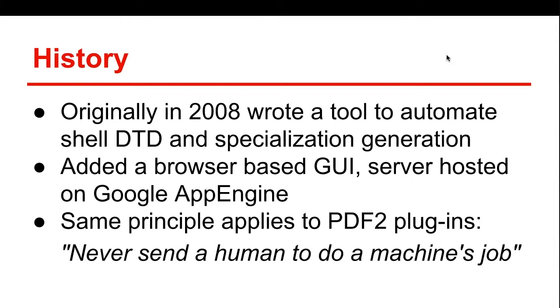And then I realized you can actually do the same thing for the PDF plugin. You can just generate the code. DTDs were easy. PDF plugin generation should be equally easy. So I think that's a quote from The Matrix: never send a human to do a machine's job. So if you can have a machine do the job for you, just remove the human.